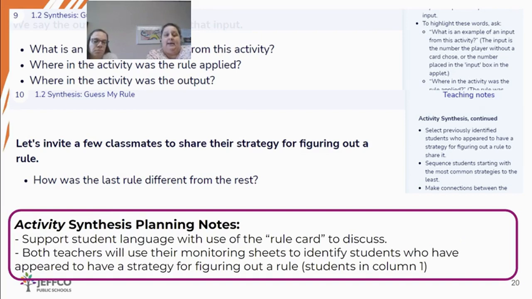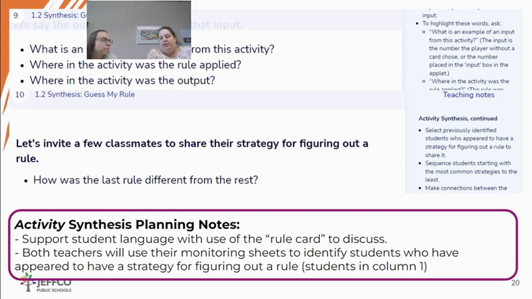And then when we're looking at this specific activity, using the teacher notes, we looked at how can we support students' language during this time? Because they're being very verbal. What is an example? Where in the activity was the rule? Supporting students by allowing them to have that rule card as a discussion piece, or also as a visual that they could point to, like, oh, here's the rule, here's the output, would really be beneficial. And because we're inviting some of the classmates to share in the strategy, we're looking for those that get it and that we can pull that explicit instruction from.